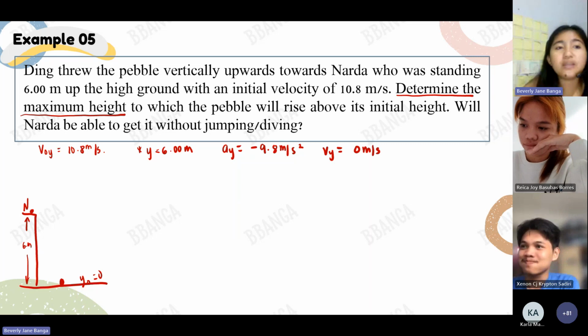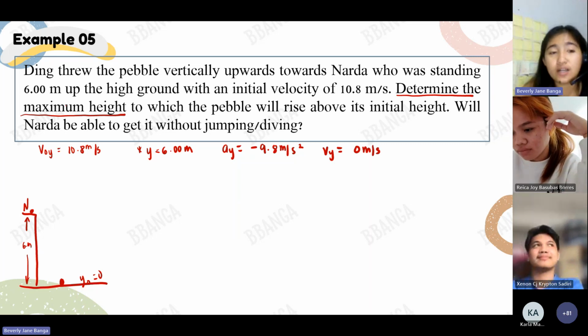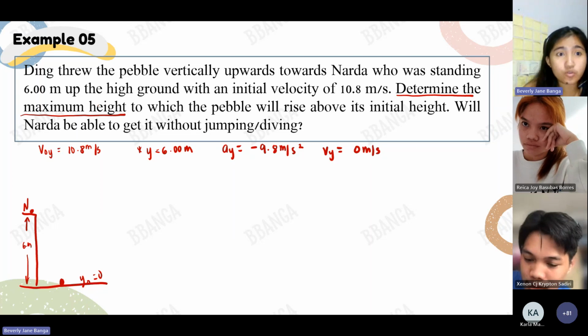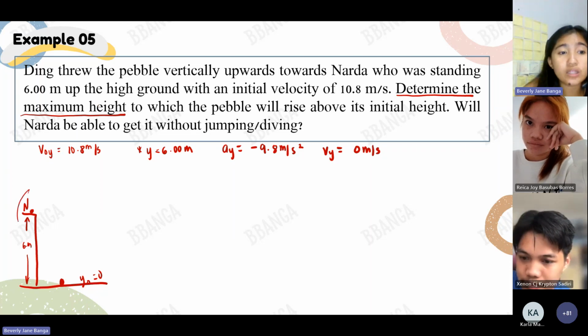Parang binigay niya yung 6 meter pero hindi mo siya gagamitin kasi we need to take note, alin ba yung mag-a-undergo ng free fall dito? Yung bato ba o si Narda? Di ba yung bato? So wala tayong pakialam sa posisyon ni Narda. She is out of the problem. She is out of the question for now.